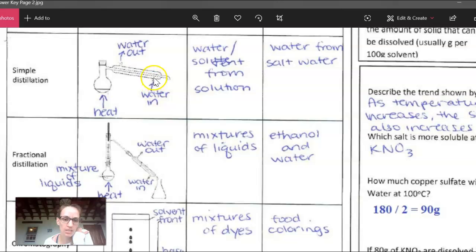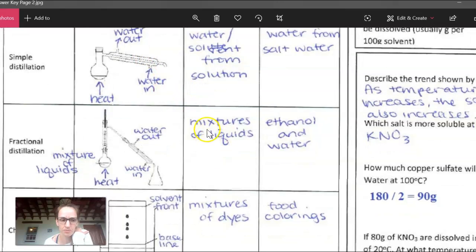Notice the water goes in at the bottom and out at the top. This is so that the whole condenser will become filled. If you put the water in at the top, it will just run down the bottom here and it'll skip the whole top section. We want this to be really cold so that all the solvent condenses into a liquid before it drips out the bottom.